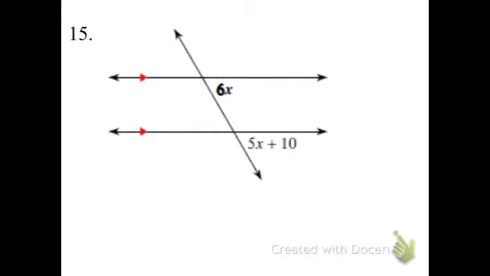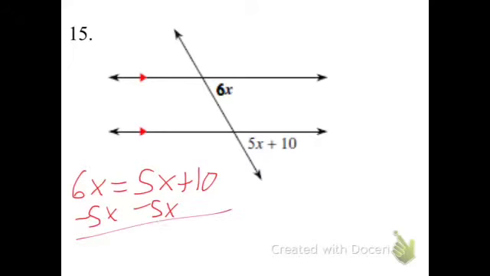On 15, these two angles, notice how they're the bottom right corner of those two intersections of the parallel lines and transversal. So these are corresponding angles. They're equal to each other. And so that's what I'm going to write in my equation. 6x equals 5x plus 10. Well, if you just subtract 5x from both sides, trying to get the x's on one side, you'll have x equals 10. And that's it.